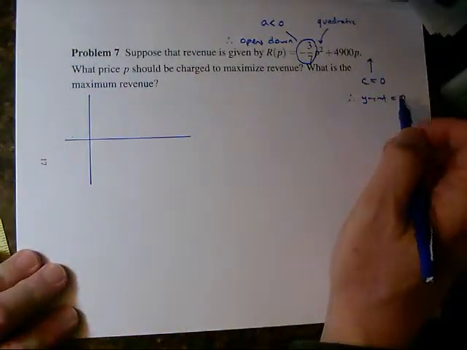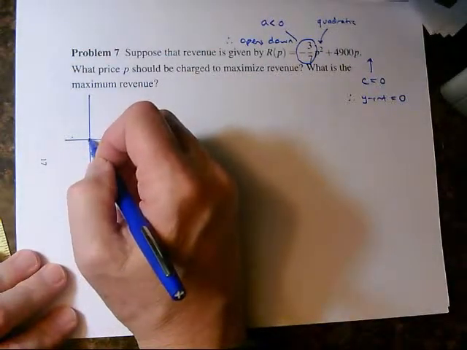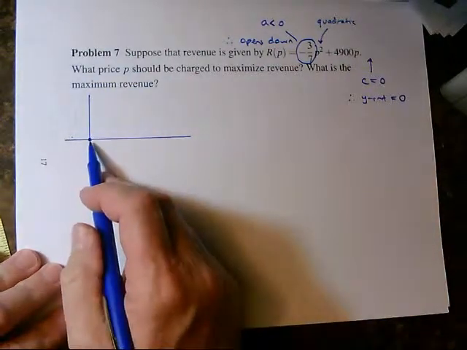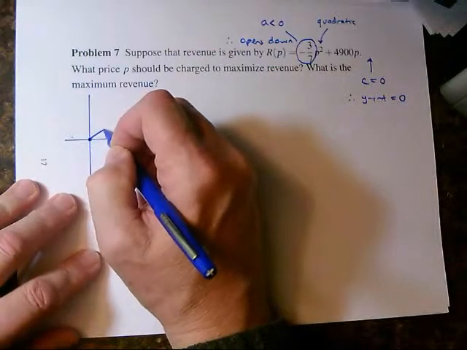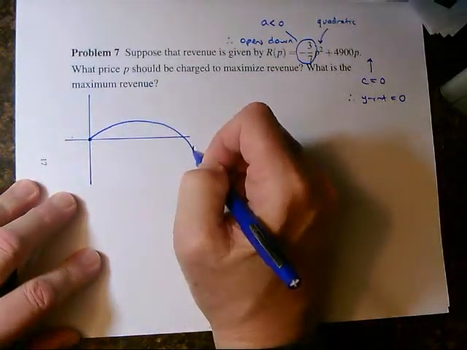Well, the y-intercept is 0. That means the graph goes to the origin. That's also an x-intercept. The graph opens downward, which probably means the graph will look like this. It'll be an inverted parabola.